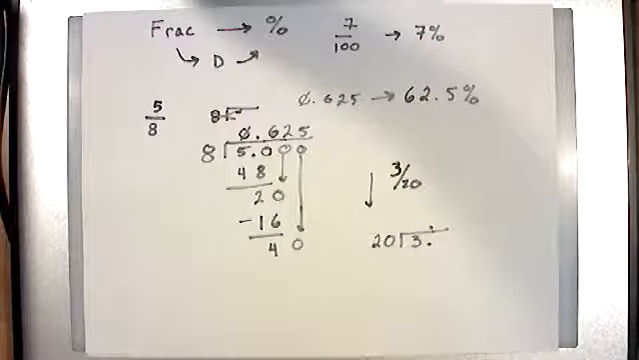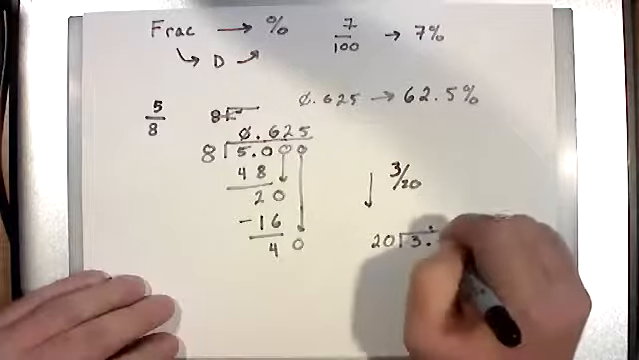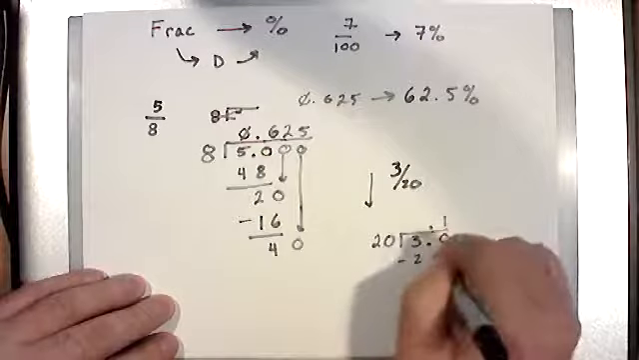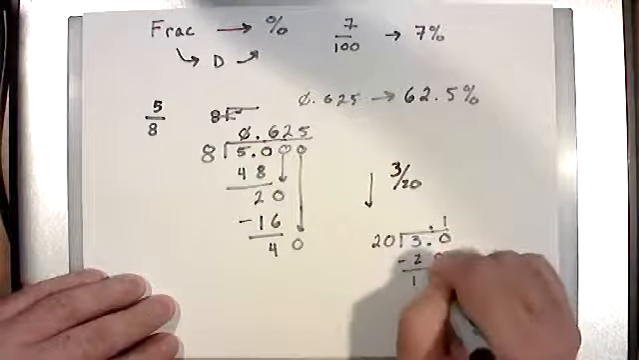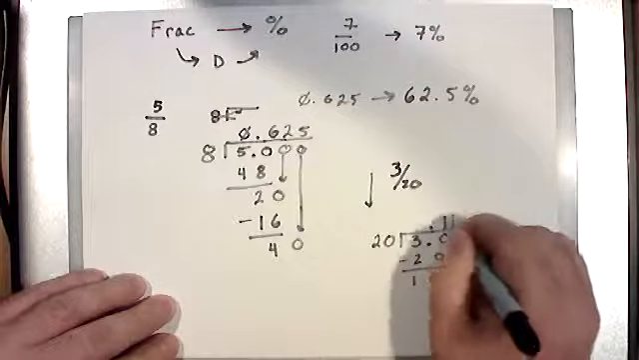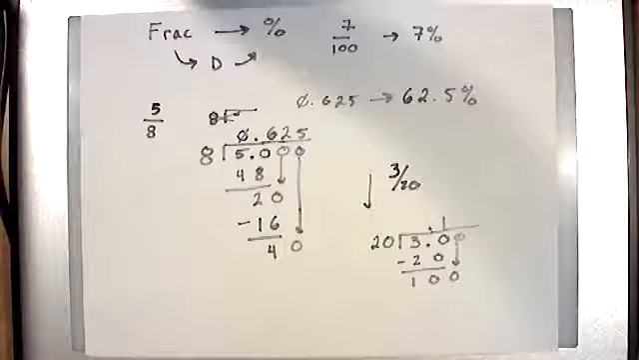20 doesn't go into 3, so we'll go ahead and extend this with a 0. 20 goes into 30 once. 1 times 20 is 20. And I'm trying to do some decimal division because some of y'all have emailed me saying you're not feeling comfortable with it. You're going to get some practice in this homework, so that's the nice thing.